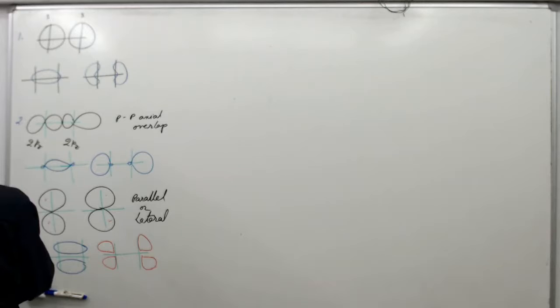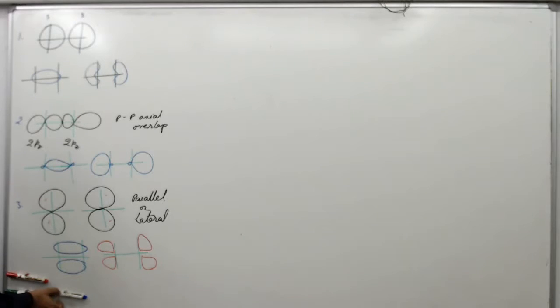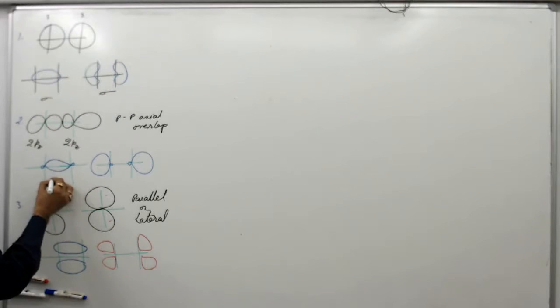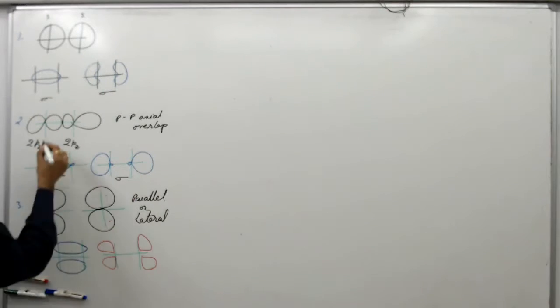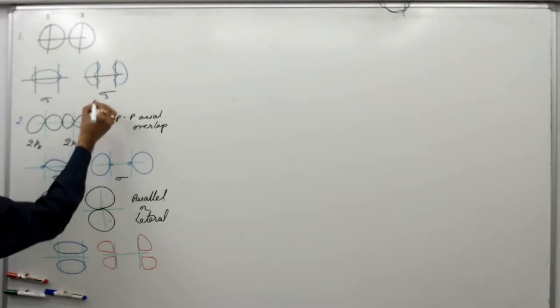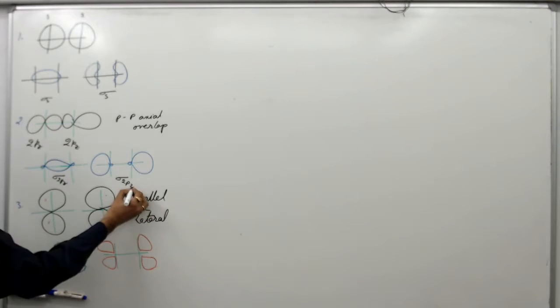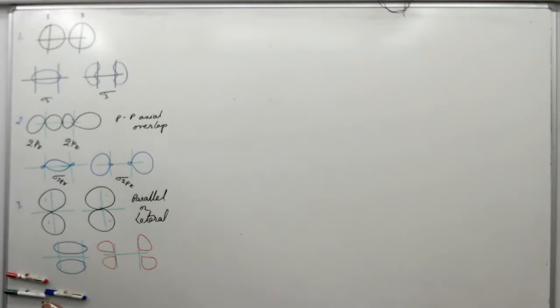Now these orbitals are called the sigma orbital. This is the sigma orbital. This is the sigma s. This is the sigma s. This is the sigma 2pz. This is the sigma 2pz. Okay. Now let's write the definition for these.